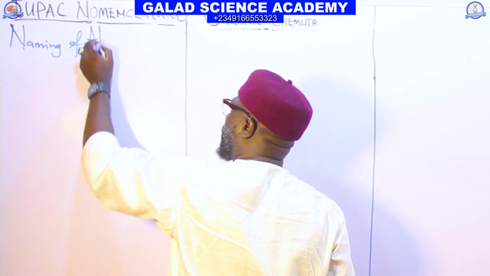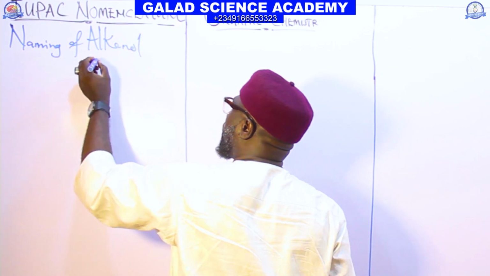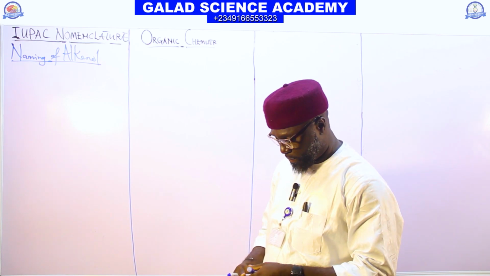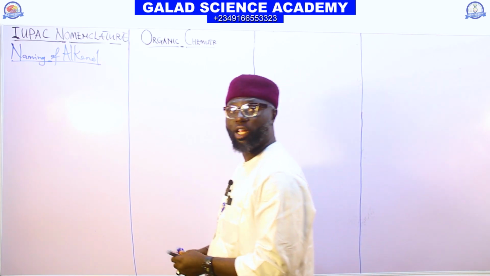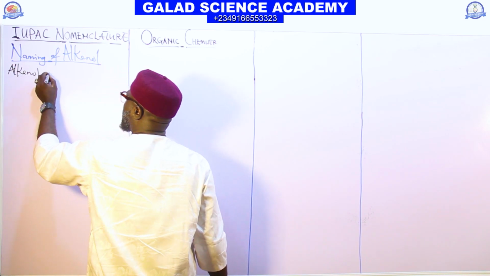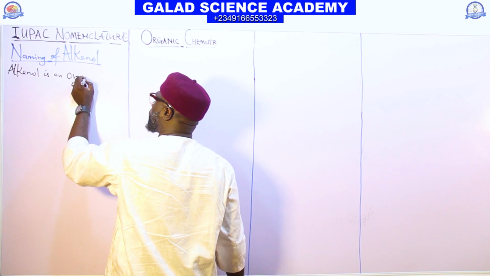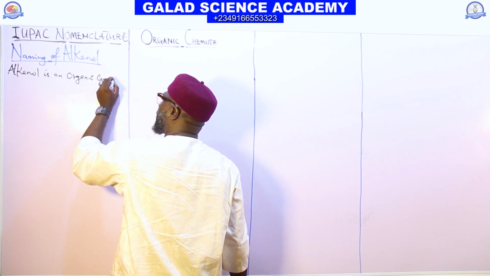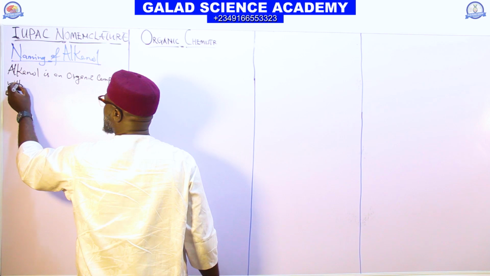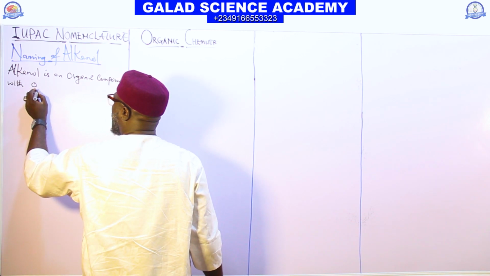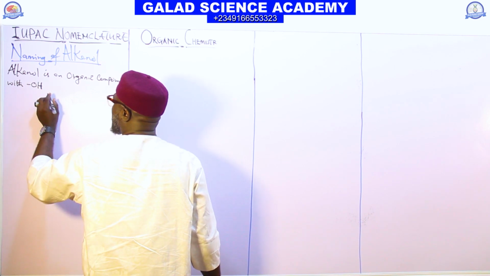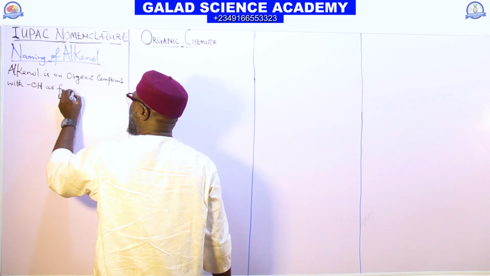Of alkanol. Another name for alkanol is also alcohol. So the alkanol is an organic compound. Alcohol is an organic compound with OH as functional group.